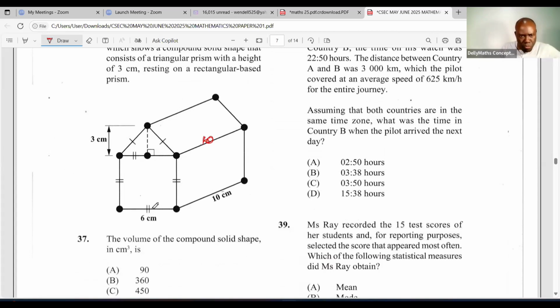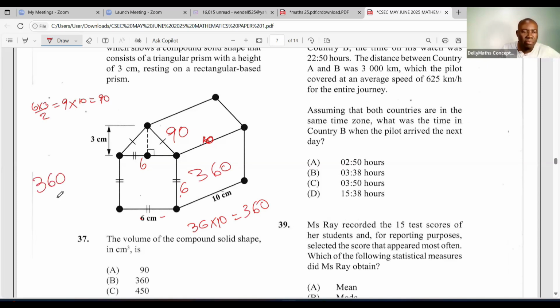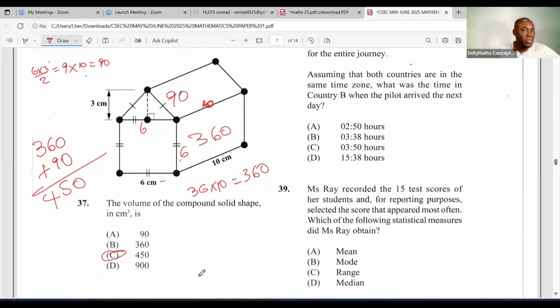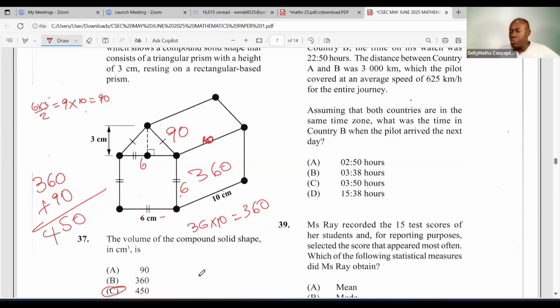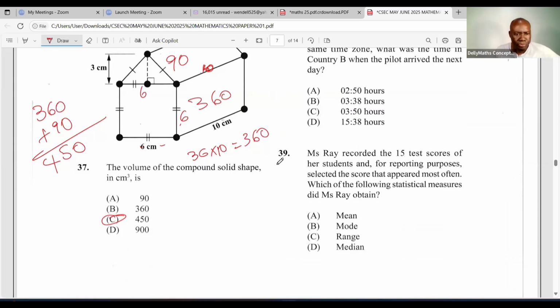Let's put it together. Because this is a square, this is 6. So area of the triangle cross section: 6 times 3 over 2 gives me 9. I multiply this by 10, this is 90. So the triangular prism has a volume of 90. Now we work with 6 by 6 because it's a square. 6 times 6, times 10, gives you 360. So this part is 360. Now you add them: 360 plus 90 gives you 450. So this is the answer for the volume of the solid. You find the volume of both: area of cross section times height.